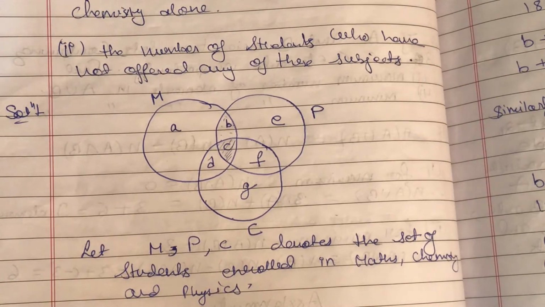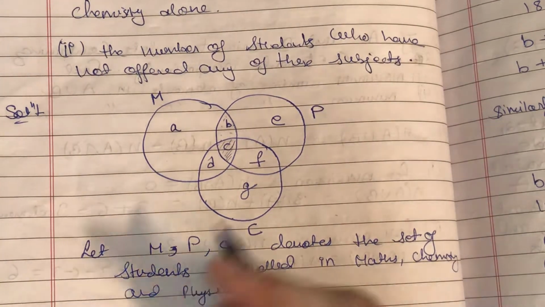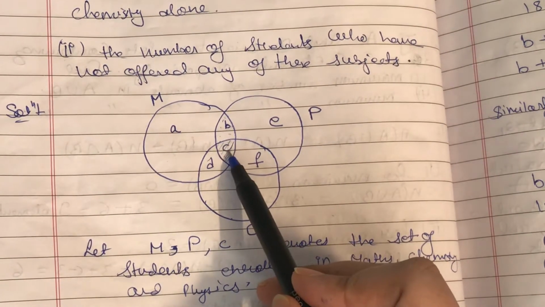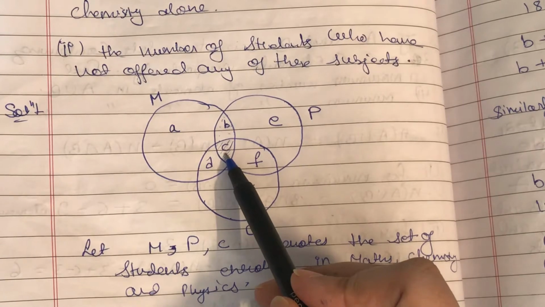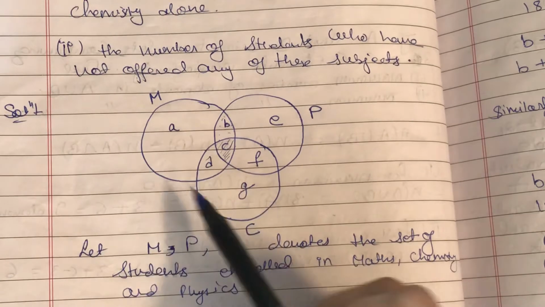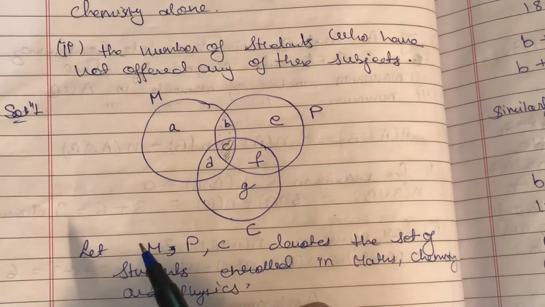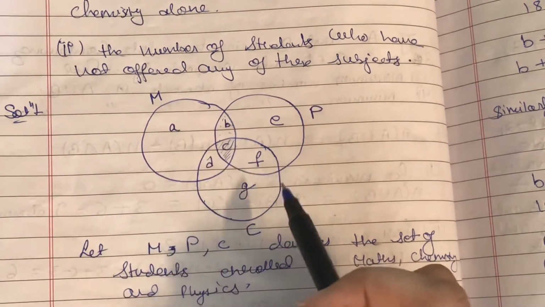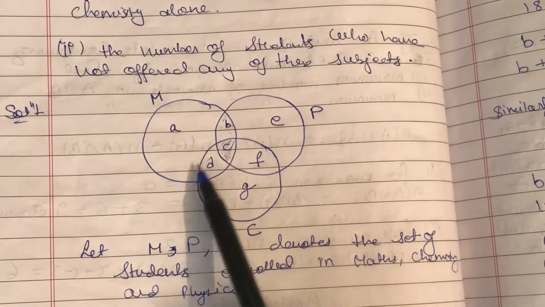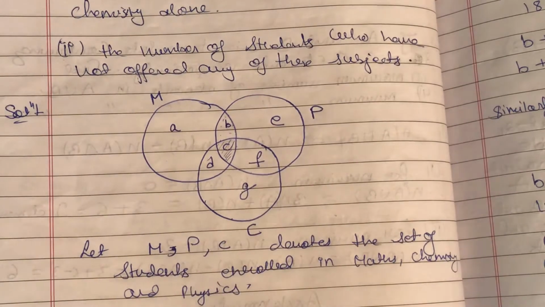students, the set of students enrolled in it, representing the number of elements contained in the bounded region. For example, for this region the number of students is C, the set of elements is C. For this region the set of elements is F. So these represent the number of elements contained in the bounded region. Fine. So we always label all the regions by some alphabet. That will make our work easier.